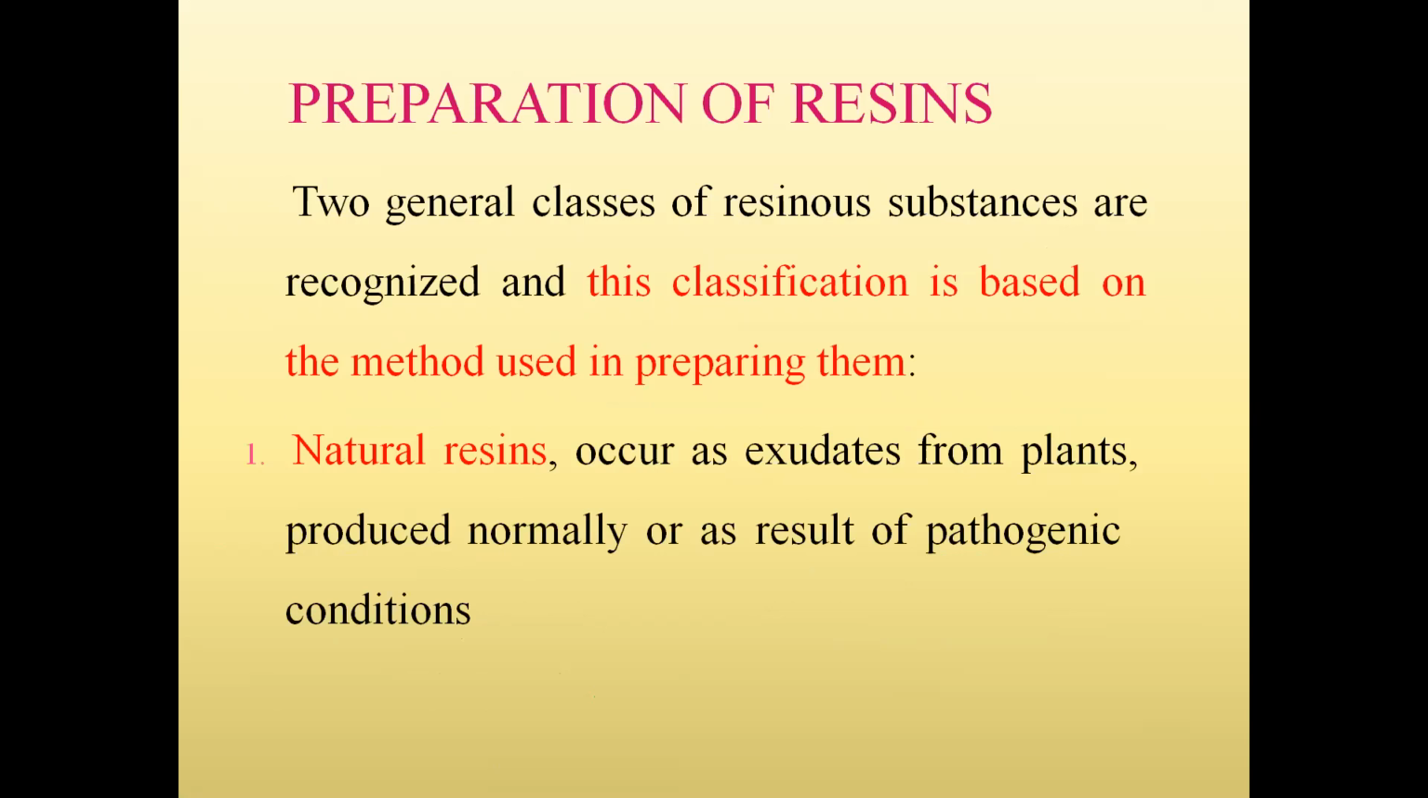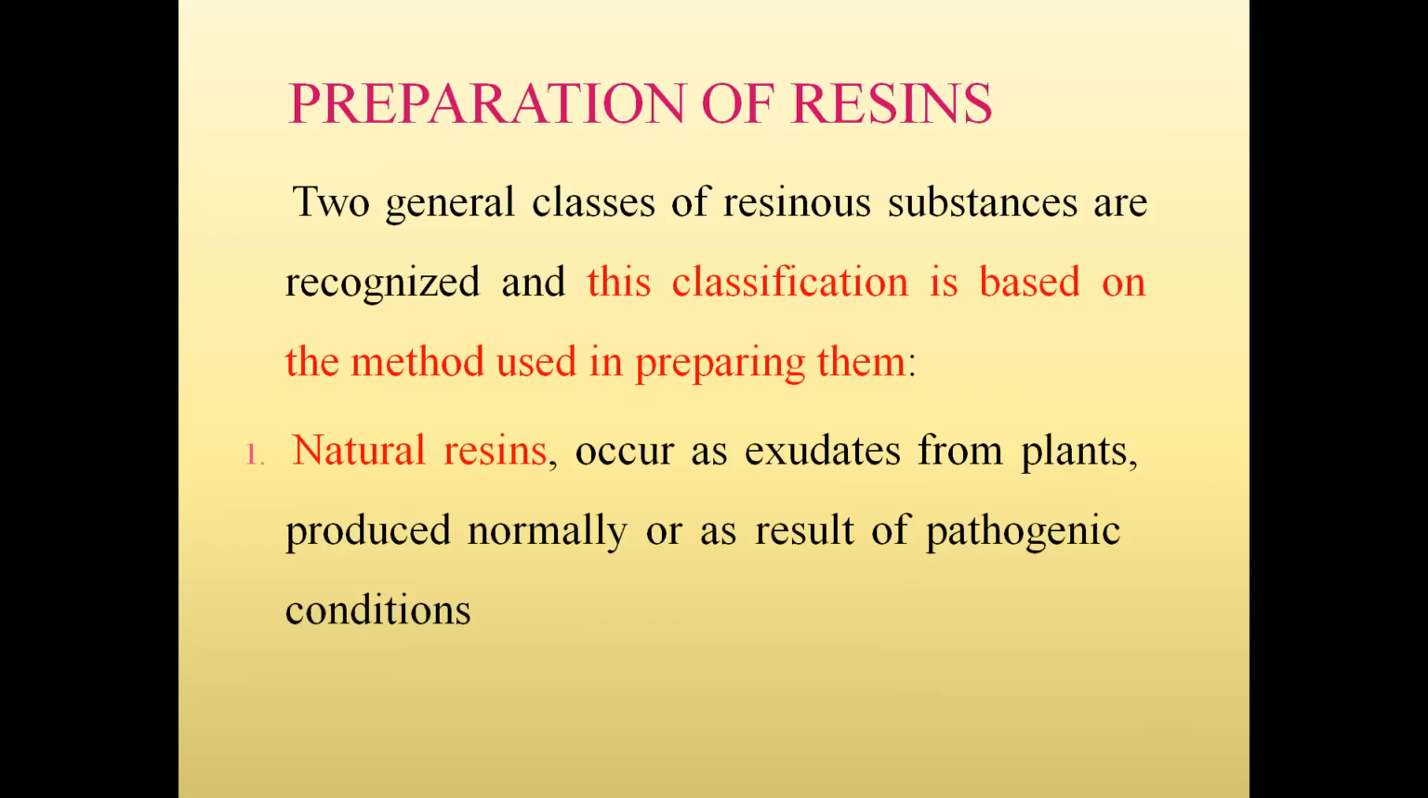Now the preparation of resins. How you can prepare the resins. Two general classes of resinous substances are recognized, and this classification is based on the method used in preparing them. Natural resins occur as exudates from the plants, produced normally or as a result of pathogenic condition. What are natural resins? These are the exudates from the plants, meaning secretions from the plant.